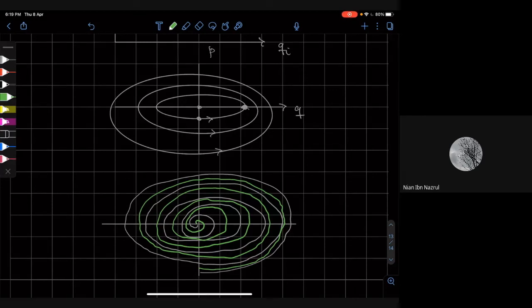In the first diagram, wouldn't the orientation be reversed, like the arrows? Sorry? Sir, I think it would depend on the initial condition. Yeah, it depends on the initial condition. It could be either way.